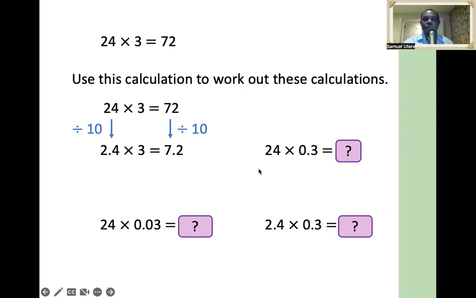I want you to have a think about how you're going to do these calculations. I'll give you 1 minute. Have a think, and then you can write your answer down so that when I reveal the answer, you should be able to mark your work.